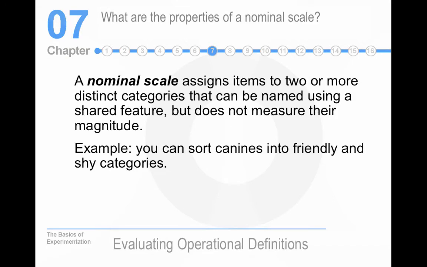Well, here comes deja vu, because we've talked about scales of measurement before. Nominal scales just show difference, but they're not quantifiable differences. So the examples we have used before are things like zip codes, or gender, or handedness, or canines could be friendly or shy.